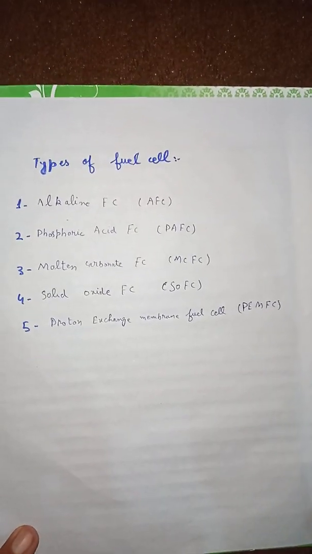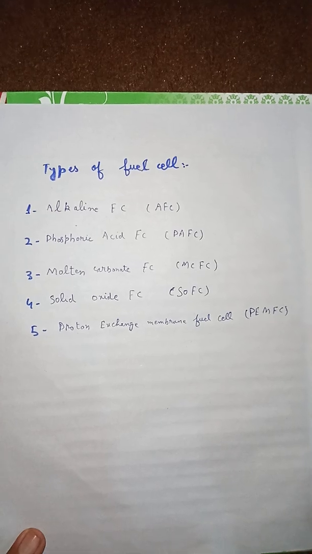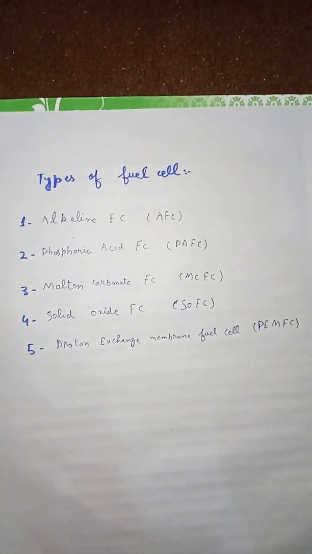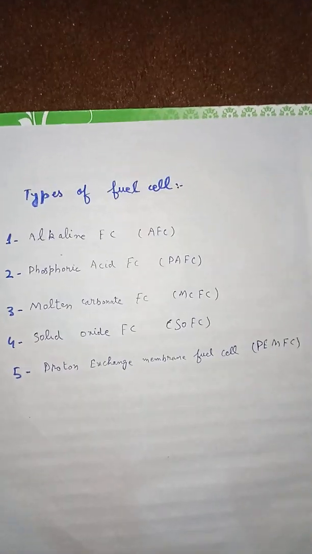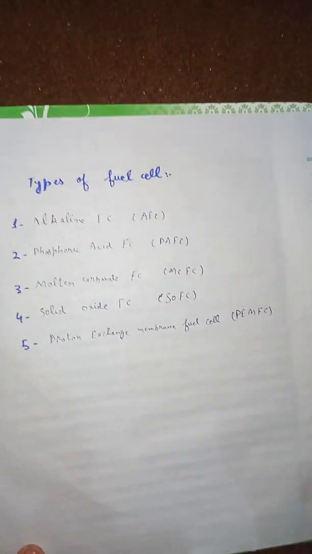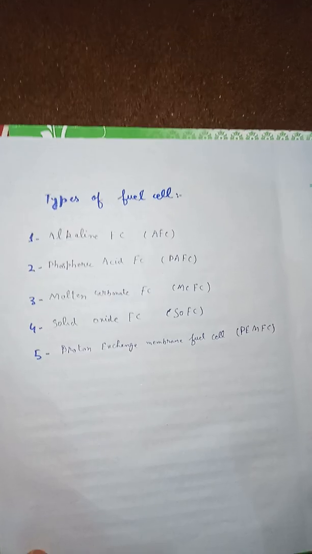Now we move on to types of fuel cell. First one is alkaline fuel cell, second one phosphoric acid fuel cell, then molten carbonate fuel cell, solid oxide fuel cell, and proton exchange membrane fuel cell.